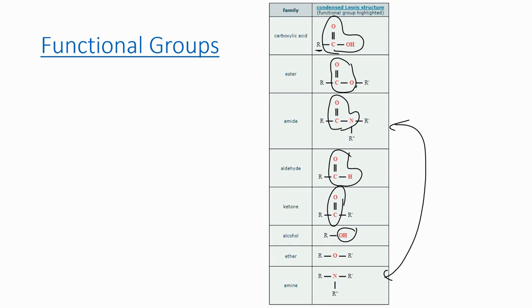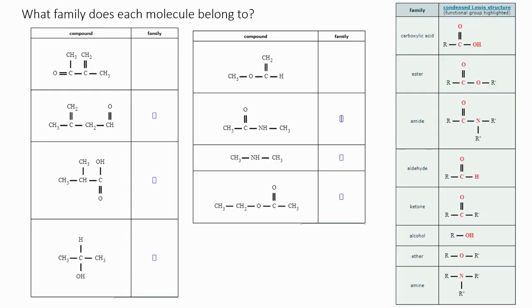Because this one has the C double bond to O next to the nitrogen. This one just has a nitrogen. Does that make sense? These groups here could be carbon groups, or they could be just hydrogens. That would be an amide group. Okay. All right, so let's practice some of these together.